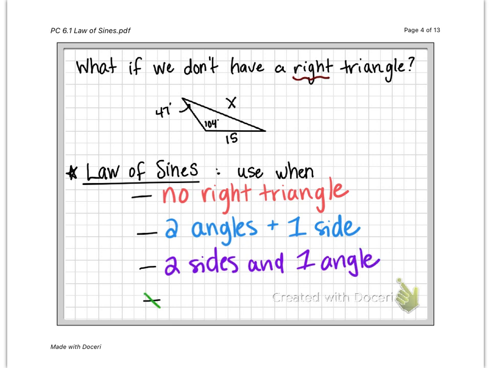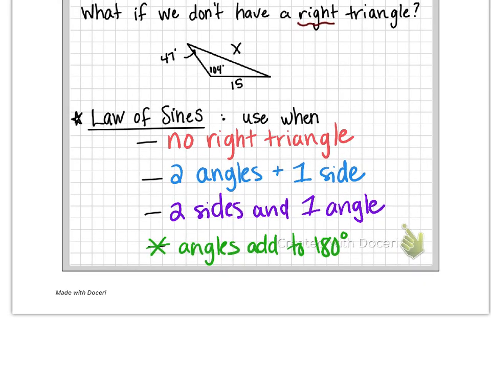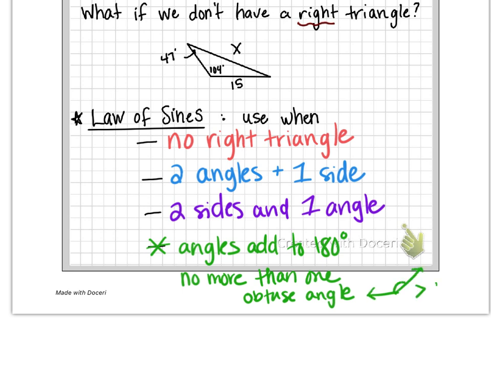The other thing that we need to remember, I'm going to make this a little star, is that sides or angles of a triangle add to 180, because sometimes that will be helpful for us to find what we need. And we can have no more than one obtuse angle. An obtuse angle is anything greater than 90 degrees. So only one. If you have more than one, then you don't have a triangle. So you're kind of always watching for those situations.